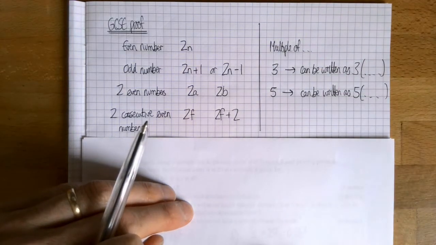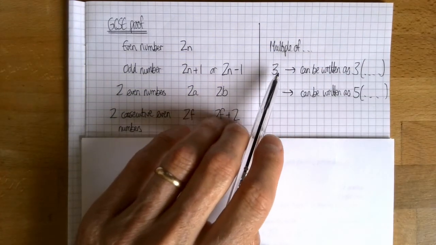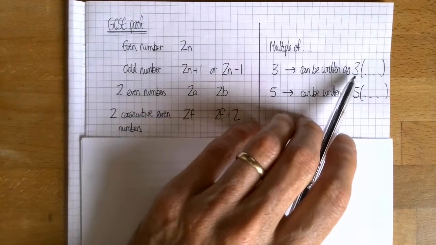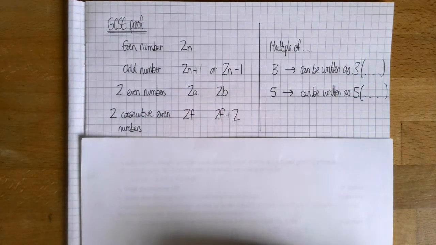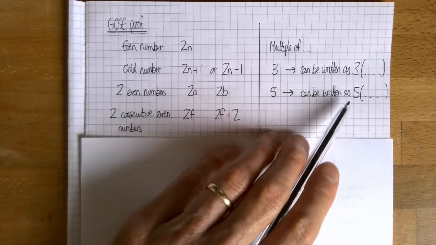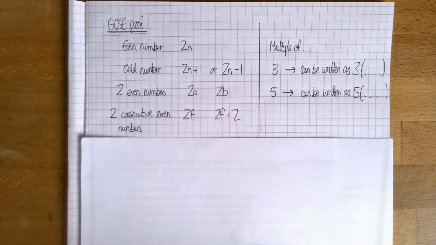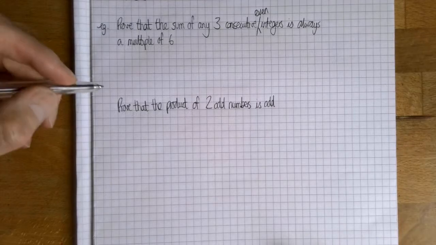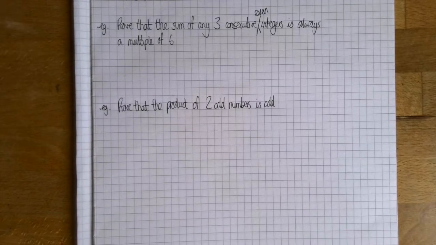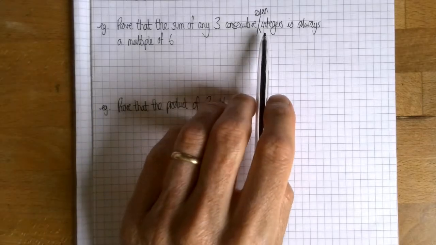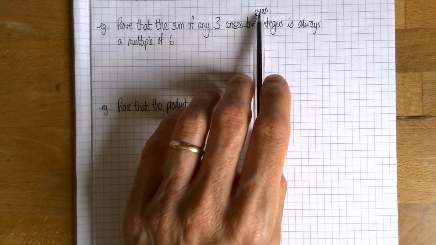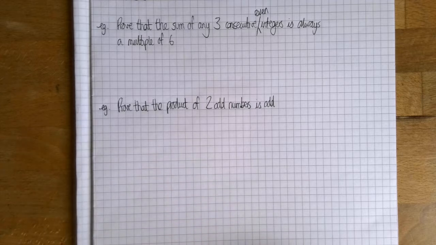And then if we've got to prove that something is a multiple of, say, 3, all we need to do is to write it as 3 times something. And if we want to prove something is a multiple of 5, then all we need to do is write it as 5 times something. So here are 2 separate examples of that sort of question. Please note that this question should be 3 consecutive even integers, even numbers, whereas this one doesn't mention consecutive at all. So I'm going to pause the video, have a go at those 2, and then I'll come back in a second with my solutions.